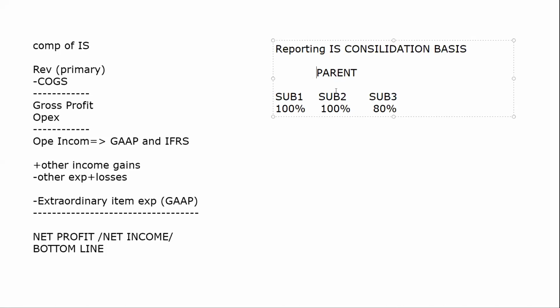Okay. And one more thing, as you have noticed here, 100% ownership belongs to the parent, 100% ownership belongs to the parent, but only 80% of the ownership of subsidiary 3. Does it necessarily mean that this information should not be disclosed fully? No, all information, as GAAP and IFRS ask, should be fully disclosed as it is, like full ownership.